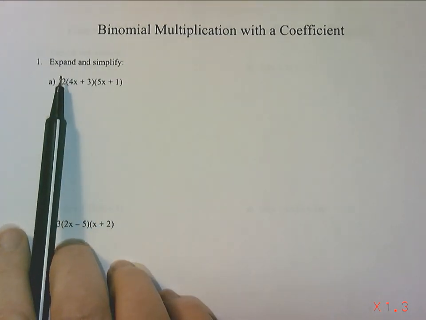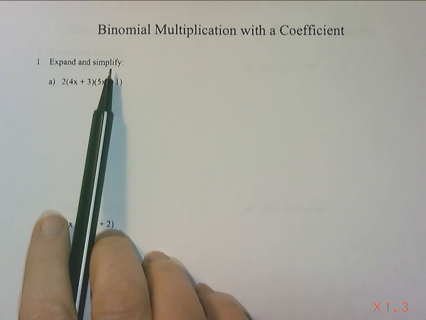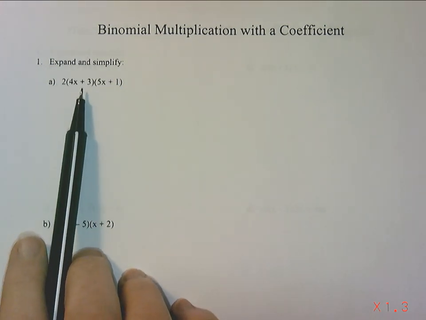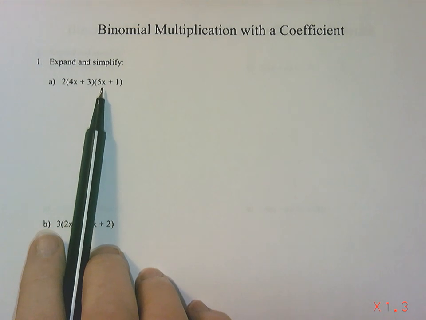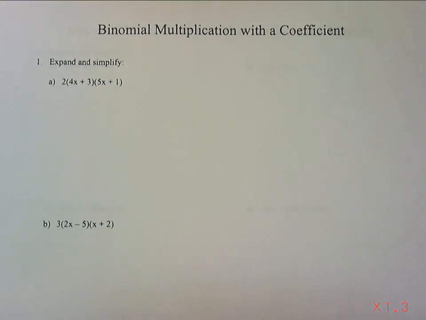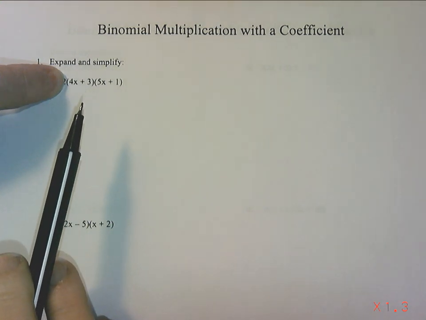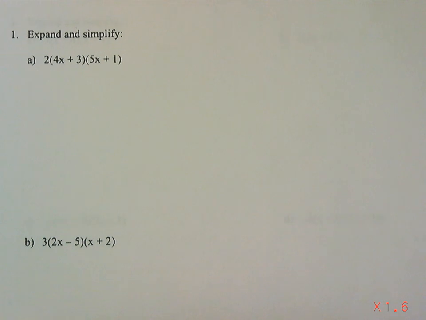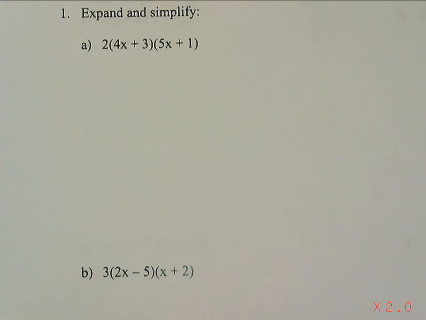Expand means multiply. Simplify means collect our like terms. So I have 2(4x + 3)(5x + 1). We've done questions without the coefficient, and now we're going to talk about what to do when there's a number in front. So I'm just going to zoom, give me 1 second.